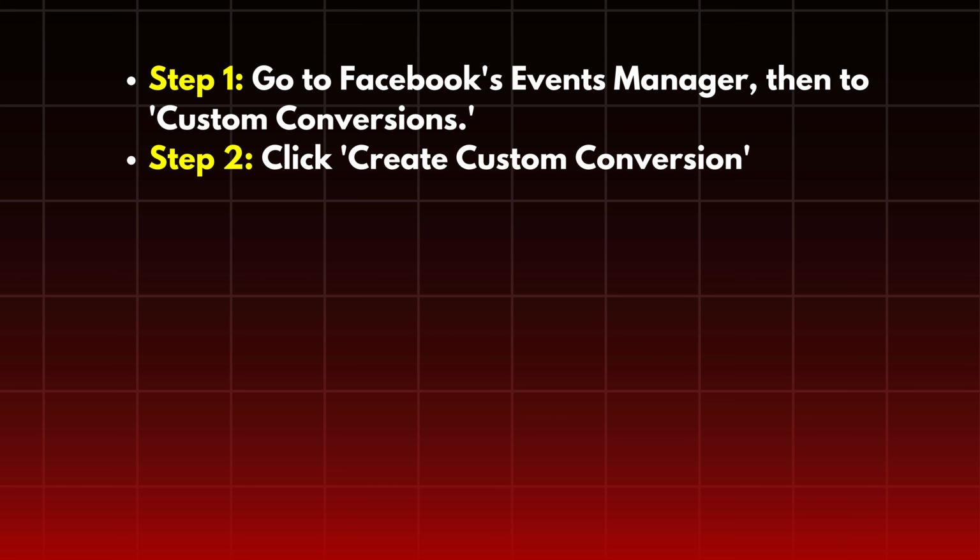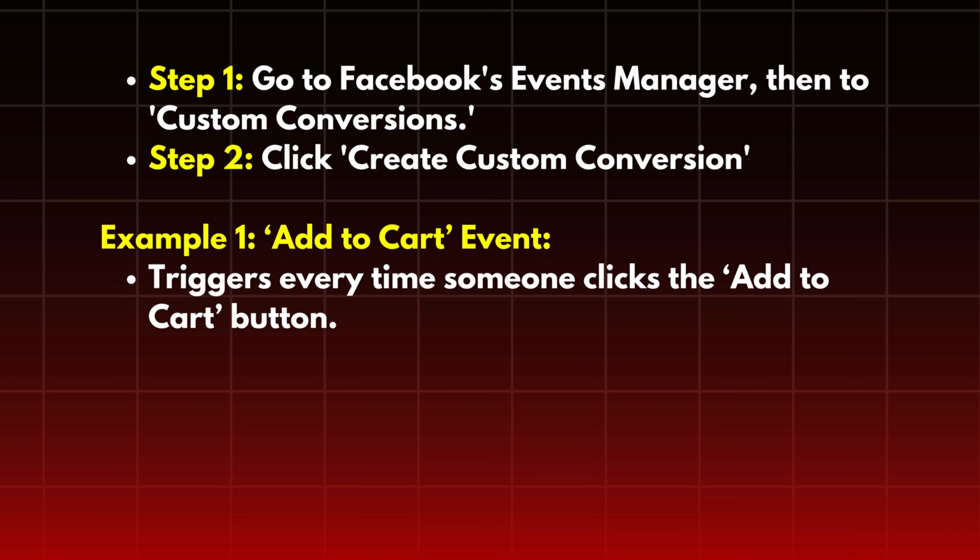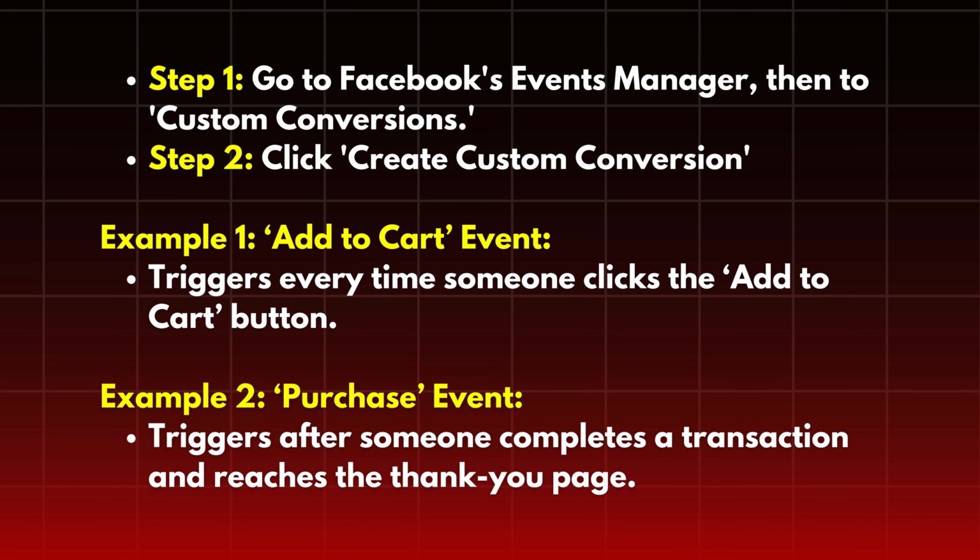Go to Custom Conversions, click on Create Custom Conversion, and you'll be able to define exactly what Facebook should count as a conversion. For example, you might set Add to Cart as an event triggered every time someone clicks the Add to Cart button on your product page. Or, you might set Purchase as an event that triggers when someone completes a transaction and reaches the thank you page.